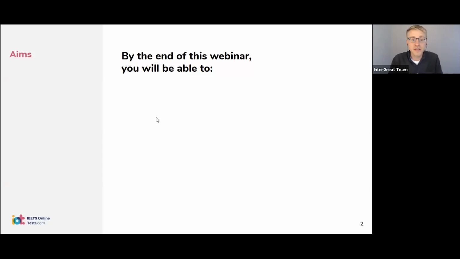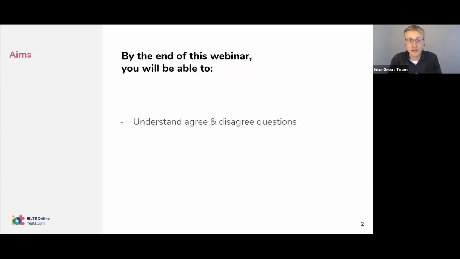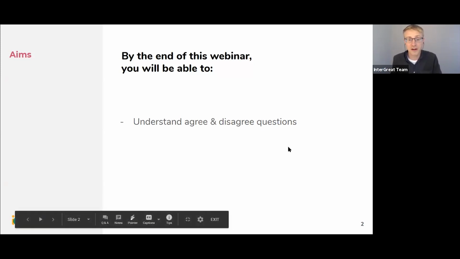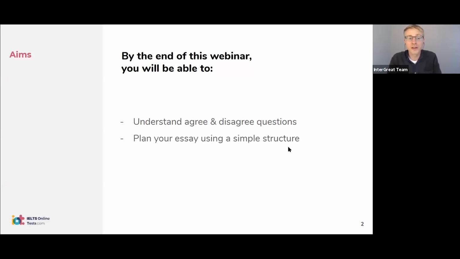So the aims for this session, we're going to be focusing on how you can understand agree, disagree questions to make sure that you fully understand the question so that you can get a high score for task response, one of the four marking criteria for IELTS. We are going to look at planning your essay as well to make sure that you logically organize your ideas, that you can use a structure to organize them. This will help to give your essay coherence, which is another in coherence and cohesion. It's the second grading criteria for writing.